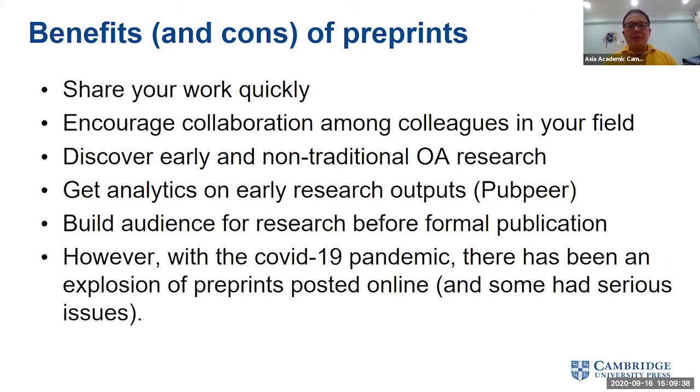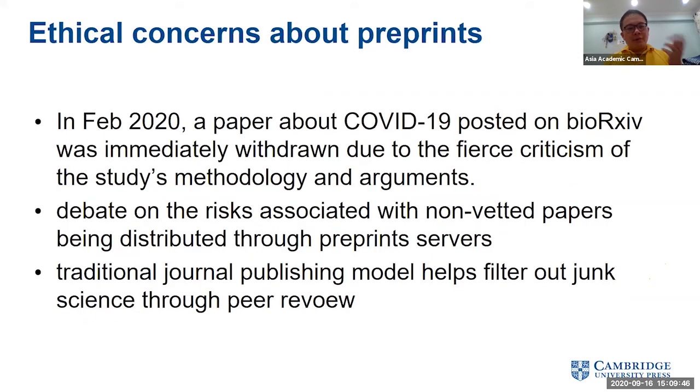But with this pandemic happening, there is an explosion of preprints posted online, and some have very serious issues. For example, in February earlier this year, a paper about COVID-19 was posted on bioRxiv. However, it was withdrawn because there was some criticism about the study's methodology and arguments. So there is some debate on the risk associated with non-vetted papers, that means papers not reviewed but distributed through the preprint servers. The claim is that the traditional journal publishing model does help filter out so-called junk science, but that remains to be seen.